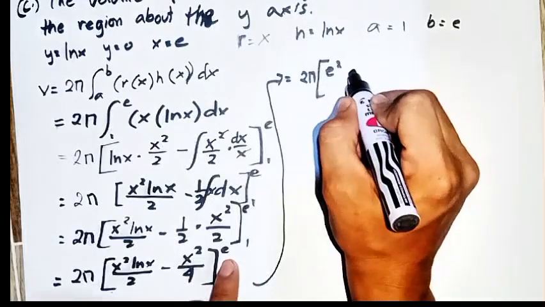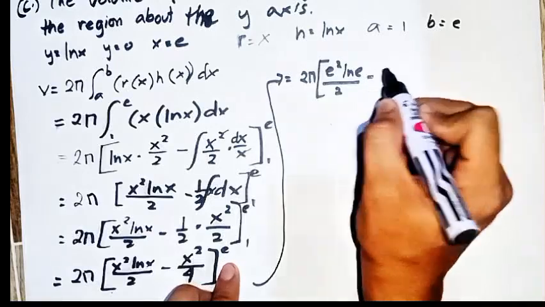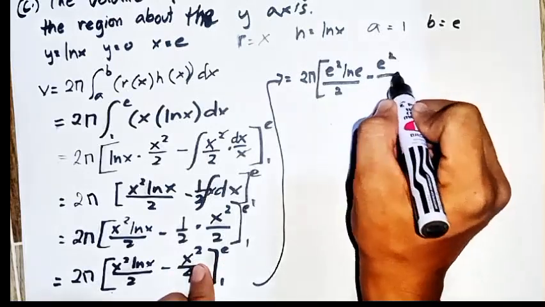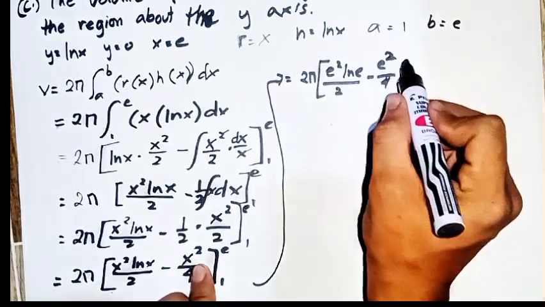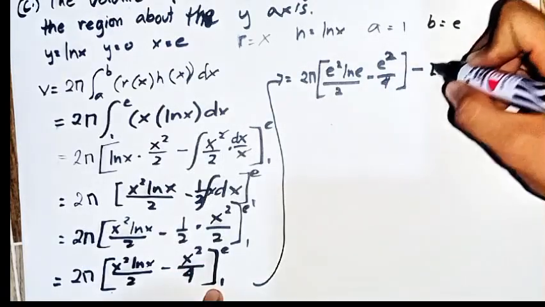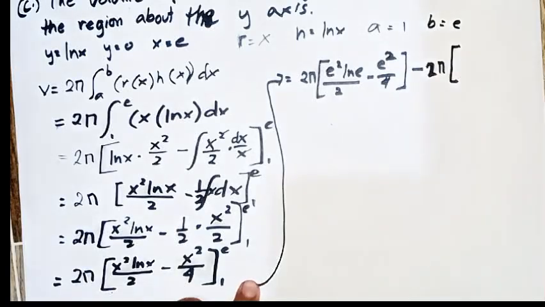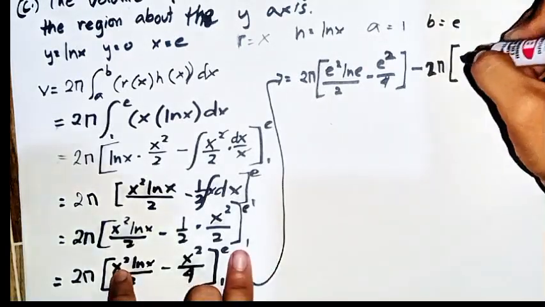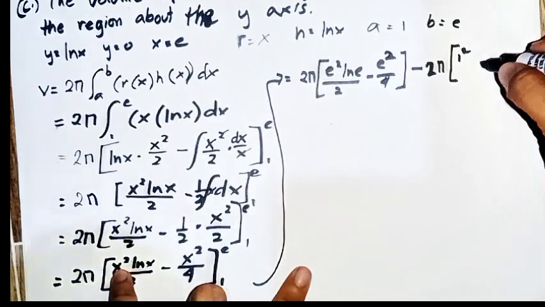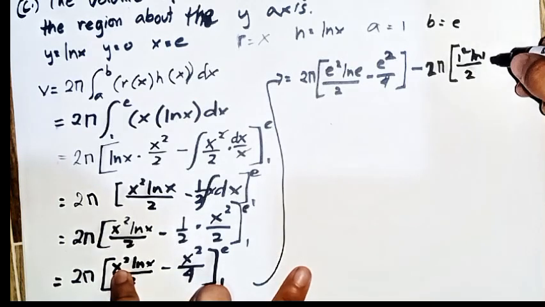So e squared ln e over 2 minus e squared over 4, minus our lower limit. Copy firstly 2 pi, which is again 1 squared ln 1 over 2 minus 1 squared over 4.